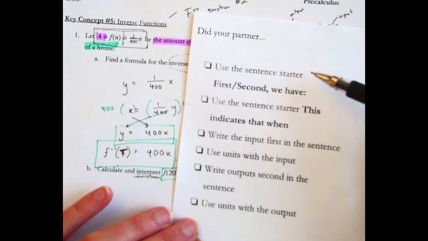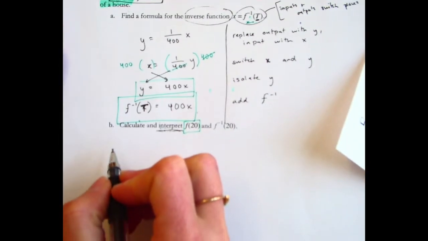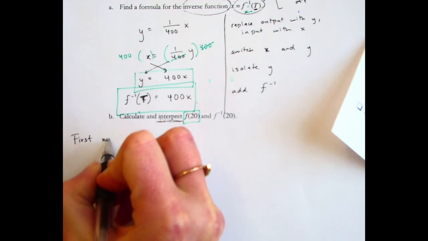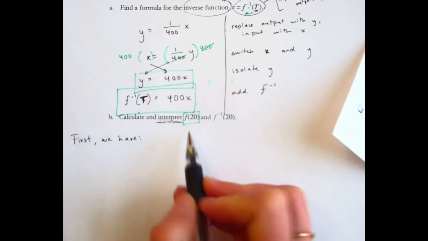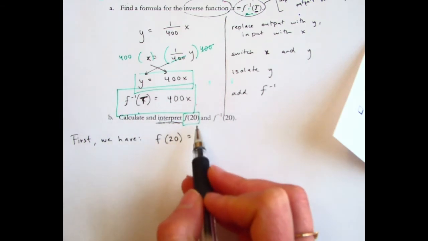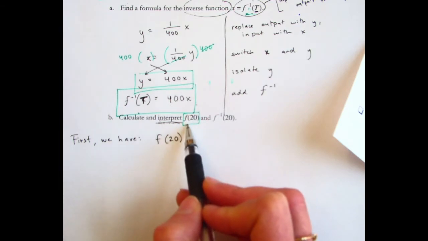Okay, so I'm going to start with my sentence starter. First we have f of 20, and I'm going to calculate f of 20. So I want to ask myself if this is the inverse function or the original function, and because it's just f, it's going to be the original function.